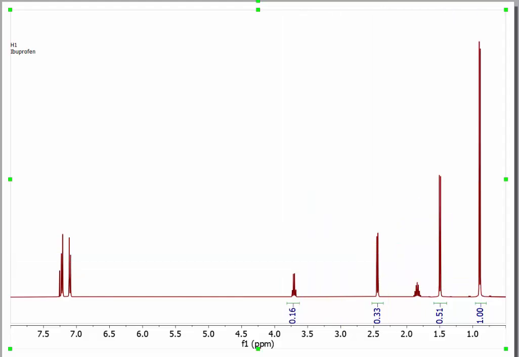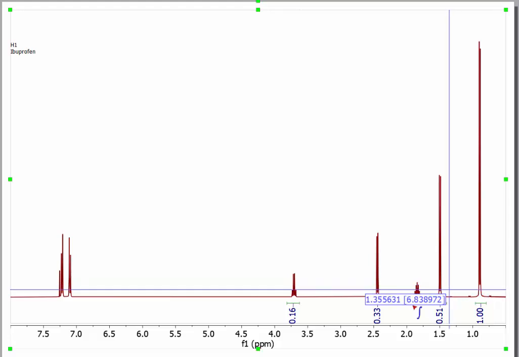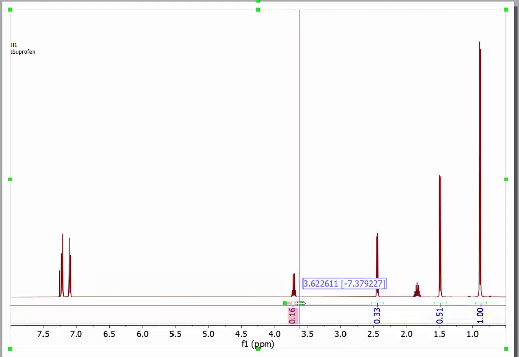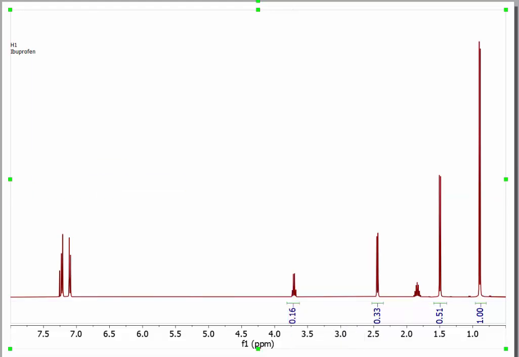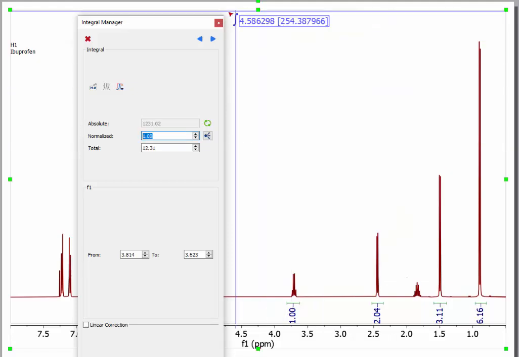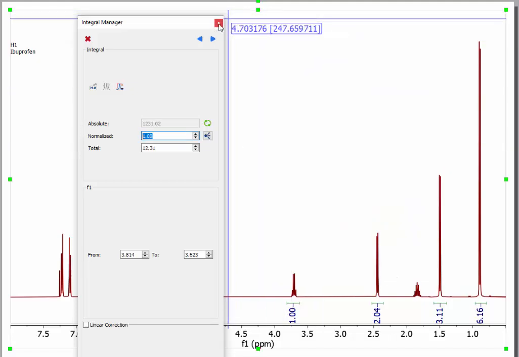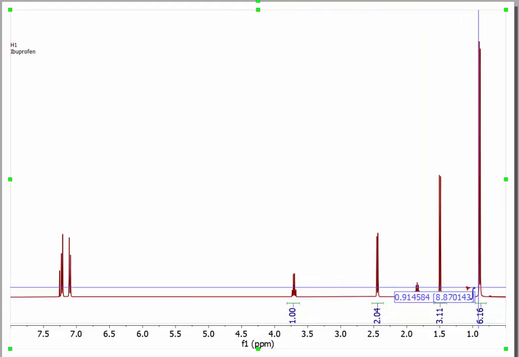And as it turns out, if you integrate this as the smallest possible peak, then maybe you'll start to realize what's going on here. If you simply highlight this curve so that the pink lights up red, and we go to edit integral, we can now set that normalized integral to be 1, and now you will see something that will make quite a bit more sense. If this is 1 proton, this is 2 protons, this is 3 protons, and this is 6 protons.